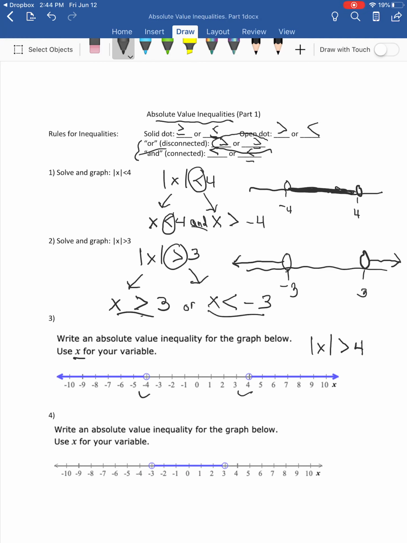Okay, so number 4, again, same instructions, write an absolute value inequality, use x for the variable. So we're going to go absolute value of x. And this is a connected graph, so it's going to be either less than or equal to, but it doesn't have the filled in circles, so it's just going to be less than 3.